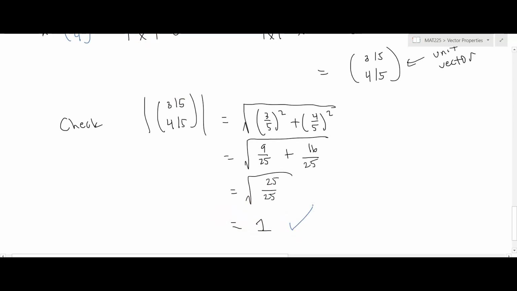So these are 3 important features: magnitude, direction, and the unit vector. These are 3 things that we'll use very commonly.